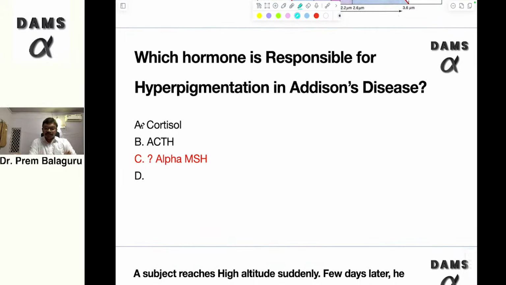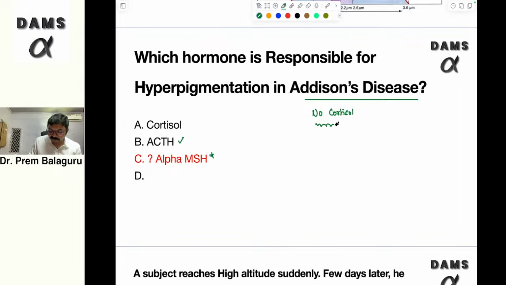Again, this is a question where I couldn't get the last choice. People are still confused with this question. Which hormone is responsible for hyperpigmentation in Addison's disease? So I'll keep the choices open. If the question talks about alpha melanocyte stimulating hormone, that is the best answer for the question, guys. If the question doesn't speak about alpha melanocyte stimulating hormone, the next best answer is adrenocorticotrophic hormone. In Addison's disease, the point is there is no cortisol. Of course, every adrenal cortical hormone production goes down, but for our discussion, absence of cortisol is the prime point here.